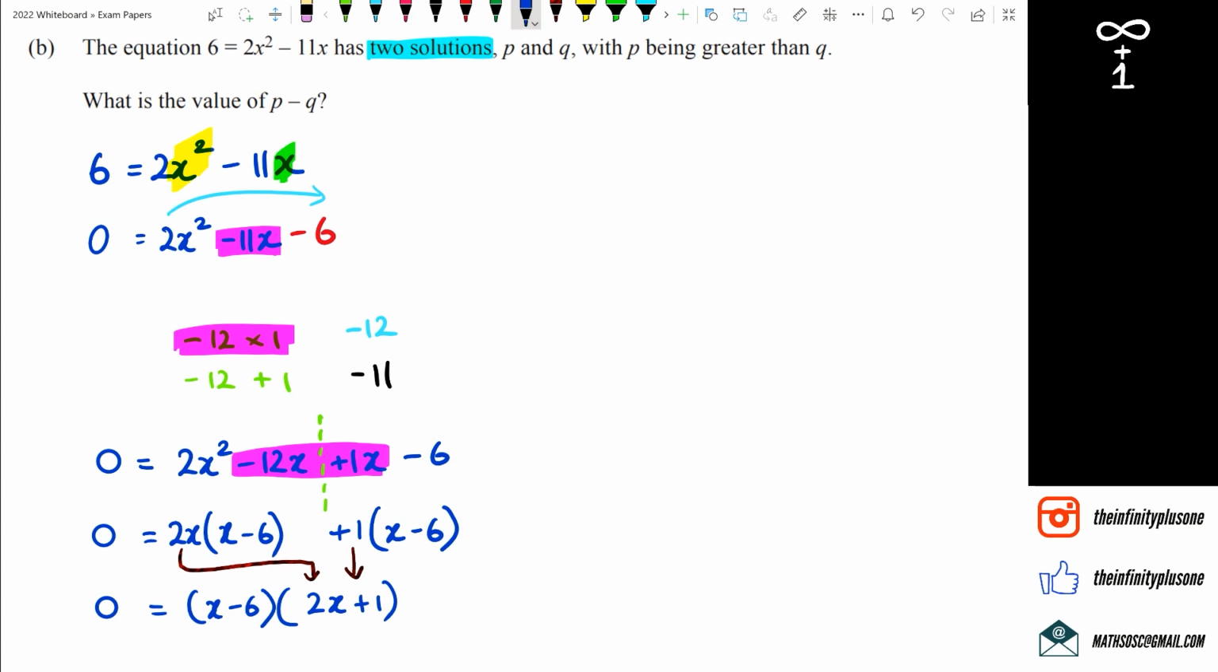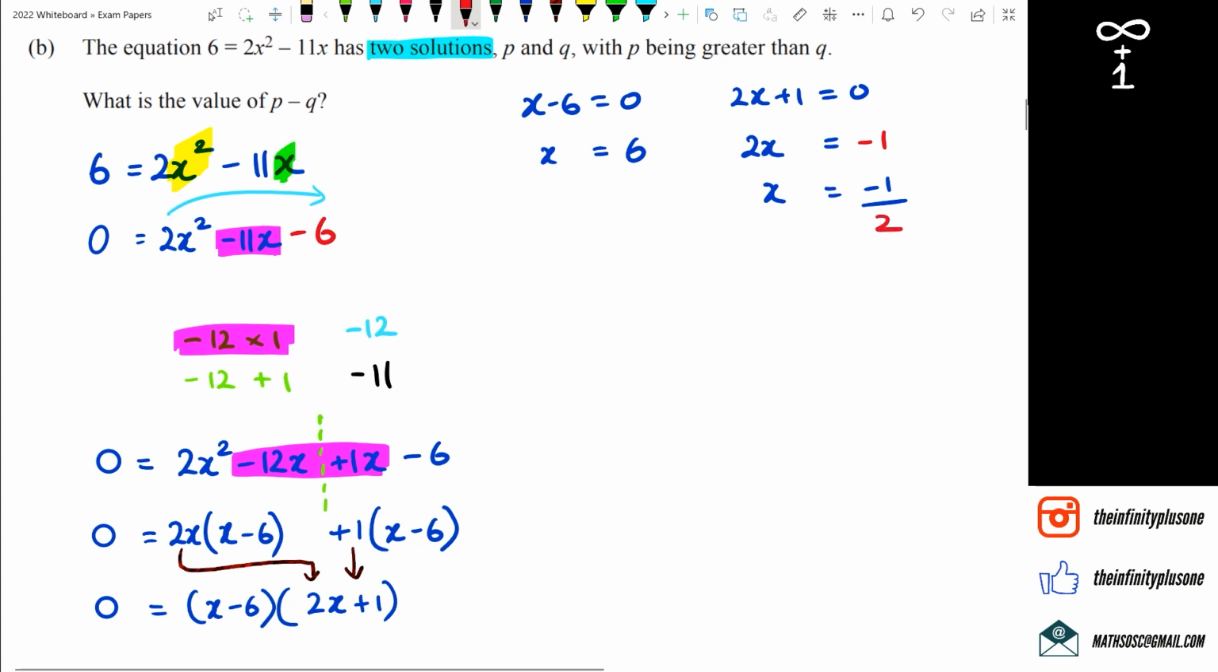So we're going to go x minus 6 is equal to 0, or 2x plus 1 is equal to 0. In our first case, x minus 6 equals 0, we know that x equals 6. And in our second case, we're taking the 1 across, which means it's going to become -1, and of course, x is equal to -1 divided by 2. And so those are our two solutions right now. Our two solutions are 6 and -1/2.